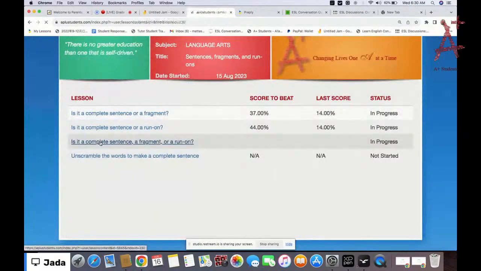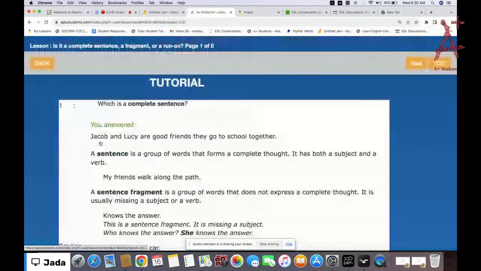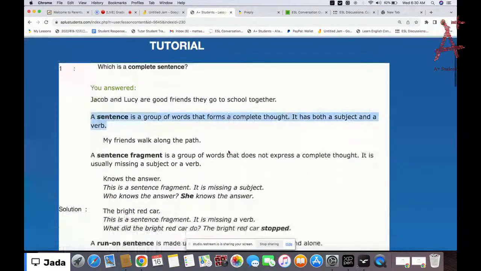So now the next lesson is complete sentences, fragments, and run-ons all together. So this is what we did from the past two lessons. Okay. Now, a complete sentence forms a complete thought. It makes sense. It has both a subject and a verb. That is what we've done here. That is the real definition of a complete sentence.